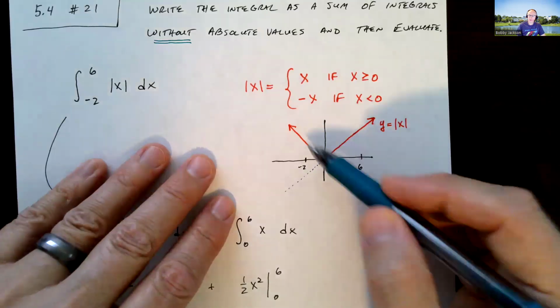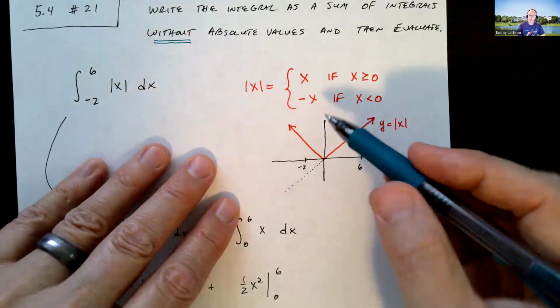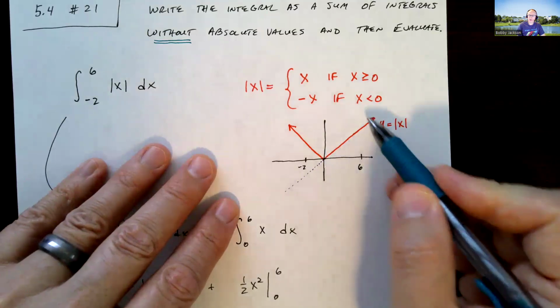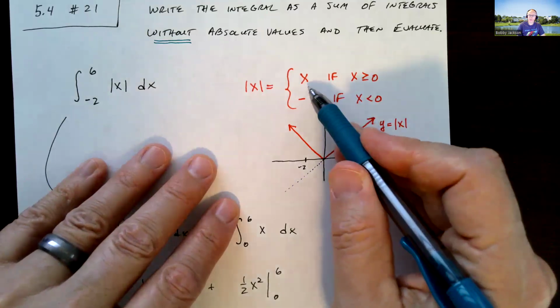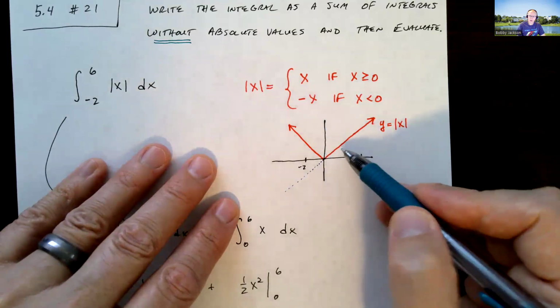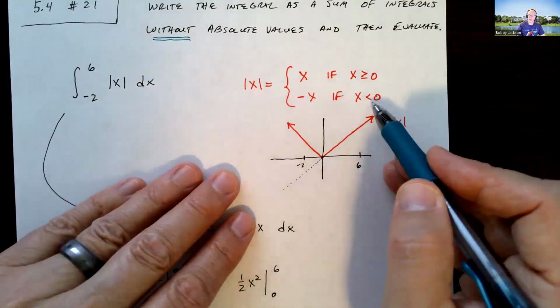Here's the graph in red of the absolute value function. And basically what's happening is if x is greater than or equal to 0, then the graph of the function is just equal to x, right? If I've taken the absolute value of any positive number, I get that number. But what happens if x is less than 0?